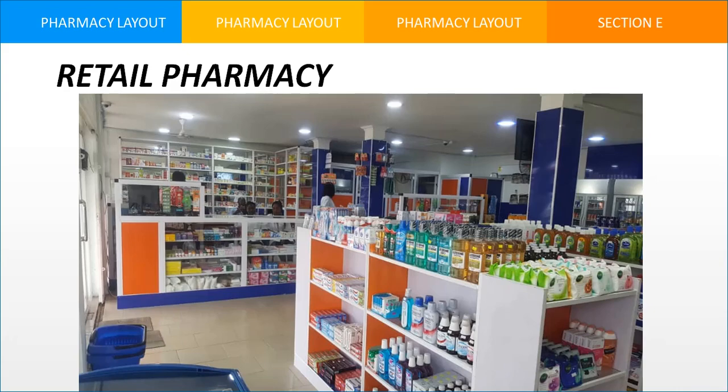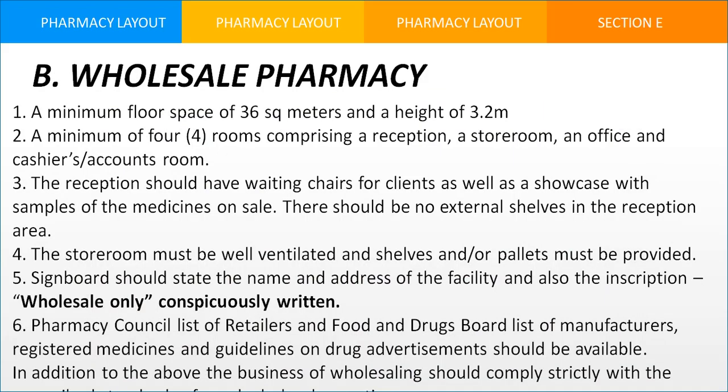who need their medicine to go and take or consume. All right, when it comes to the wholesale pharmacy, they sell medicines in bulk. Okay, they sell to other businesses. They don't sell to the patients. It's against the law for them to sell to patients. They sell to pharmacies and they sell to chemical shops. Their floor space should be 36 square meters, also the same ceiling height of 3.2. You should at least have four rooms, one for reception, one for a storeroom, an office, and the last one for an accounts or cashier's office, okay?